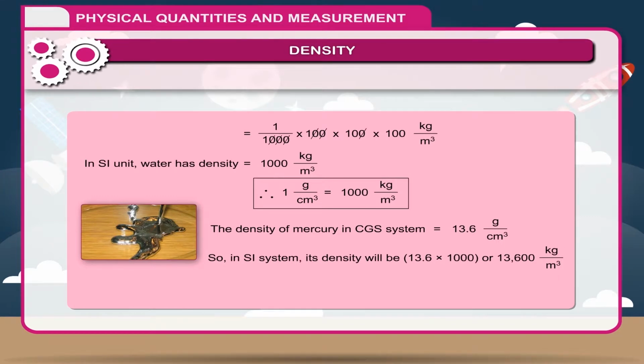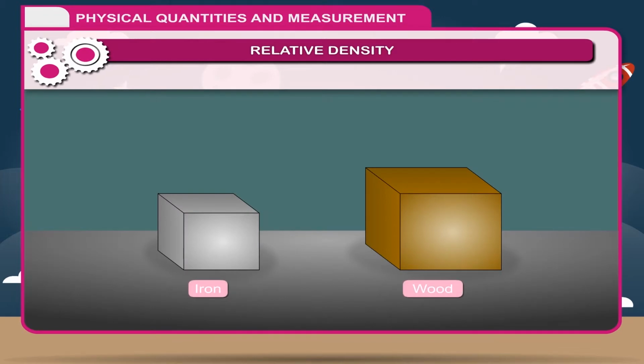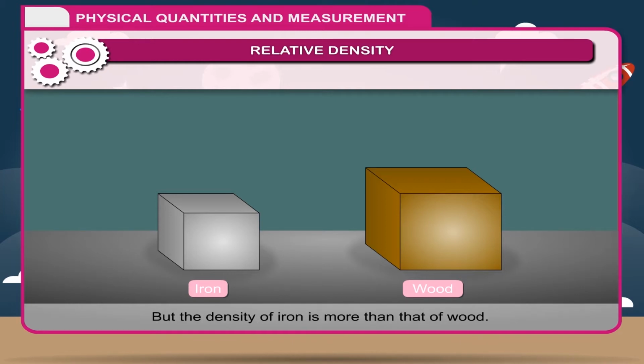So, in SI system, its density will be 13.6 into 1000 or 13,600 kilogram per meter cube. Relative density. A small piece of iron nail is lighter than a large piece of wood, but the density of iron is more than that of wood.